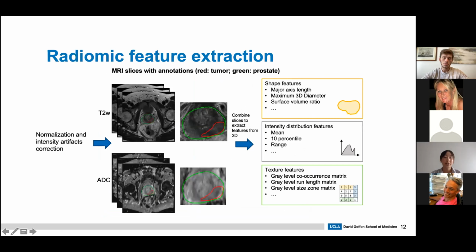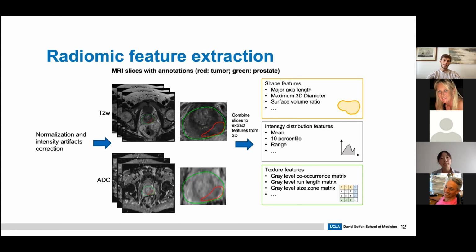So as for radiomic feature extraction, we firstly did some pre-processing on the images. And then we took the annotations by the radiologist at a per 2D slice level, and then rendered them together so that we get a 3D view of the lesion. And as you can see, the lesion or the tumor is the red region, and then the green is the prostate. So then we extract different features from the region, such as shape, intensity distribution, and texture.